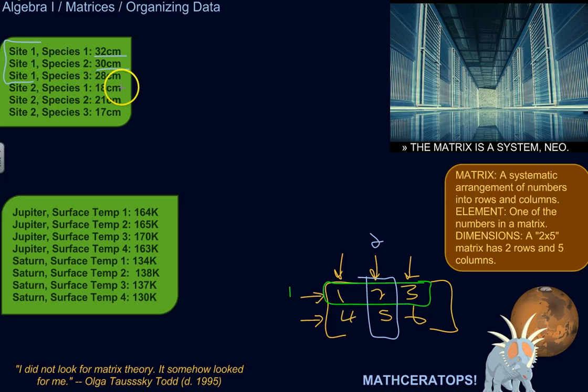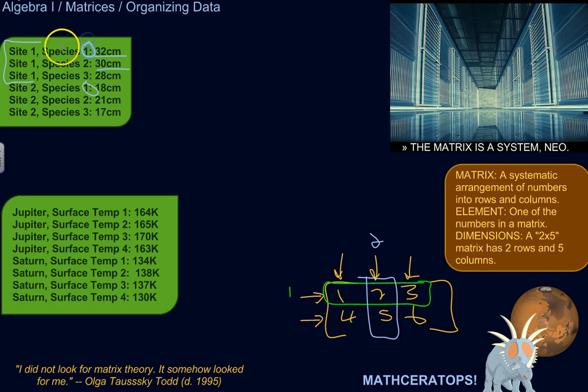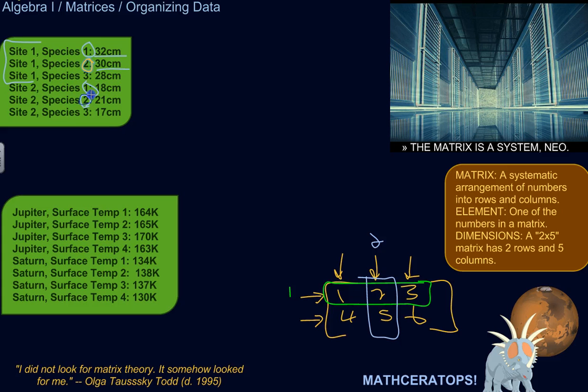Site 2, species 1, 18 centimeters. These 2 data points have something in common in that they're both about the same plant species. Similarly, these 2 data points have something in common: they're both about plant species number 2. So instead of this kind of repetition, I could reorganize this into a simple matrix, like so.